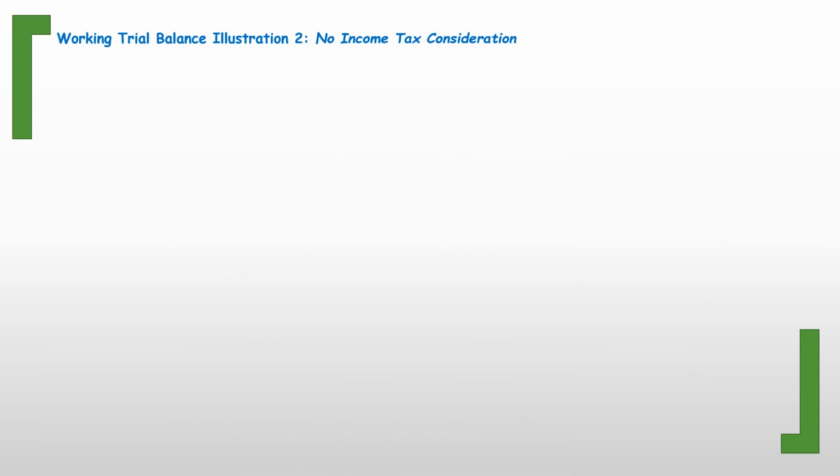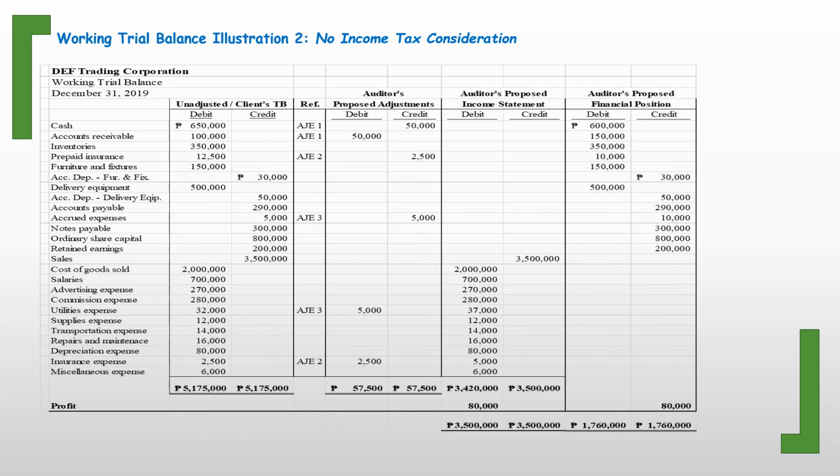Okay? Illustration number 2, ganun pa rin, no income tax consideration, pero mas expanded siya from unadjusted trial balance to auditor's proposed adjustment, then auditor's proposed income statement, and then yung auditor's proposed financial position. So instead of adjusted trial balance, dumiretso na tayo sa income statement and financial position. Then yung net income is close to retained earnings.